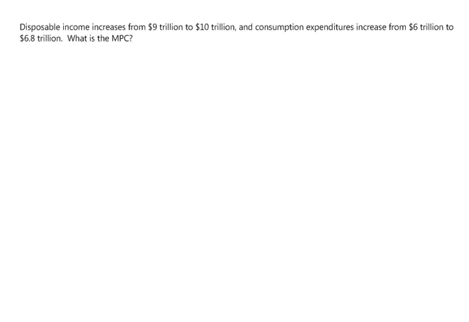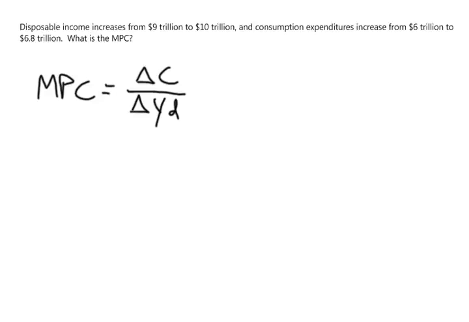all right, is going to deal with trying to find some information about the marginal propensity to consume. So, to do this, we need to remember marginal propensity to consume and how to find that. And remember, the formula for marginal propensity to consume is taking the change in consumer spending or consumption expenditures over the change in disposable income. So, all we need to know is what are our changes.